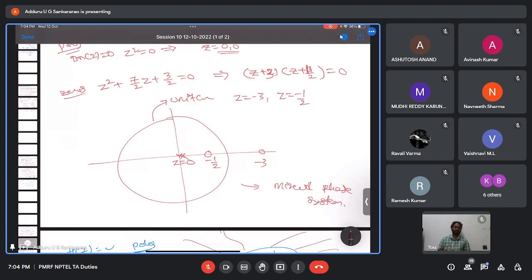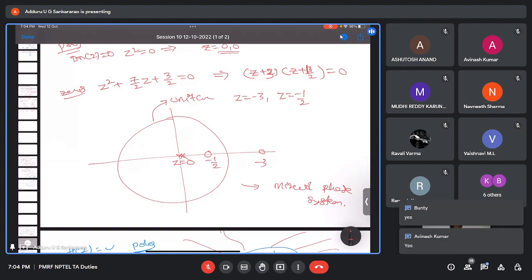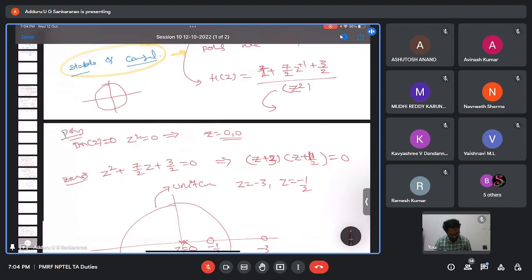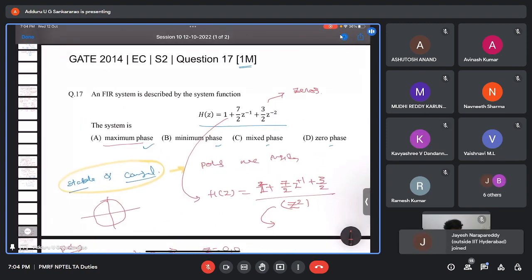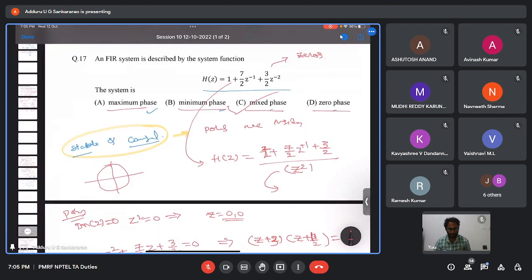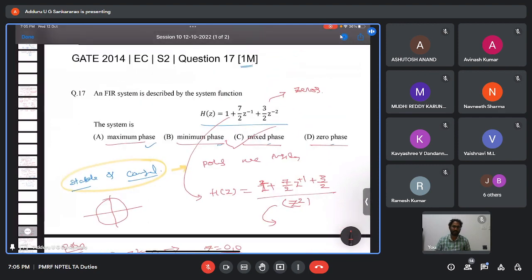Is that okay? So a minimum phase system means all the poles must be inside the unit circle. That is the condition. All the zeros inside means minimum phase. All the zeros outside is maximum phase. If some zeros are inside and some outside, then it is a mixed phase system. Now we can see here the options: maximum phase, minimum phase, mixed phase, and zero phase. C is the option. A zero phase system will not introduce any phase delay. Is that okay? Any doubts from this?